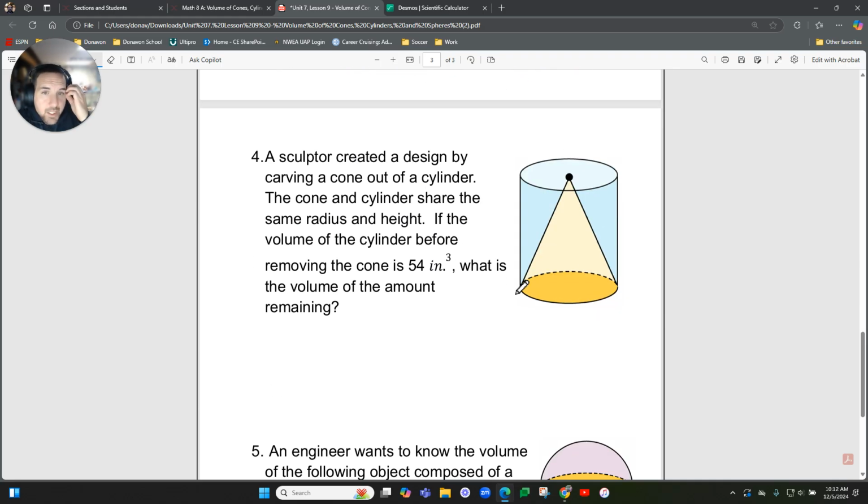All right. This one says, a sculptor created a design by carving a cone out of a cylinder. Imagine that this is like a cylinder and you carve this cone shape, this yellow part, out of it. They share the same radius and height. If the volume of the cone before removing is 54 inches cubed, what is the volume of the amount remaining?